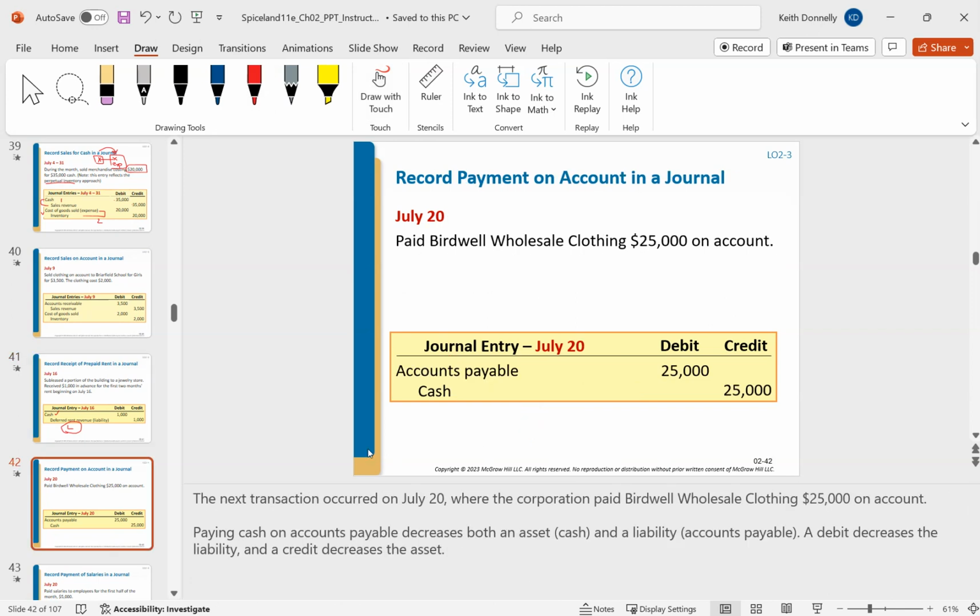Okay, here we paid somebody clothing, $25,000 on account. So we owed them money before. Maybe we bought something from them and said, I'll pay you later, and now we're paying them. So we paid cash and we get that liability down. It's like we paid off our credit card almost. That liability, when we debit it, makes it go down.